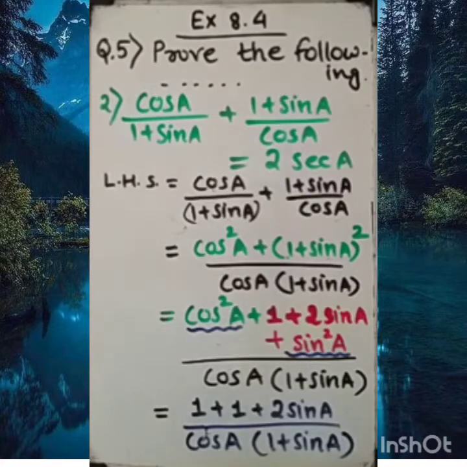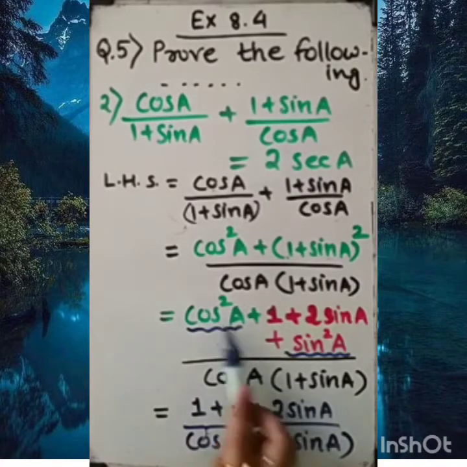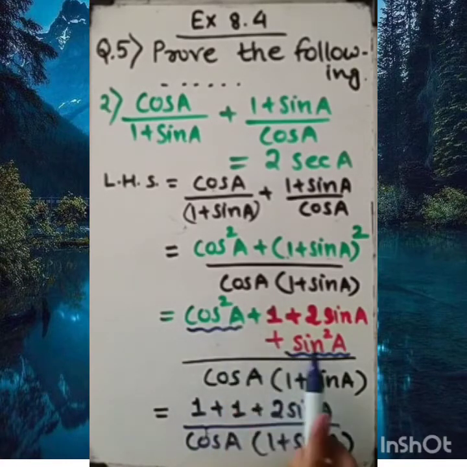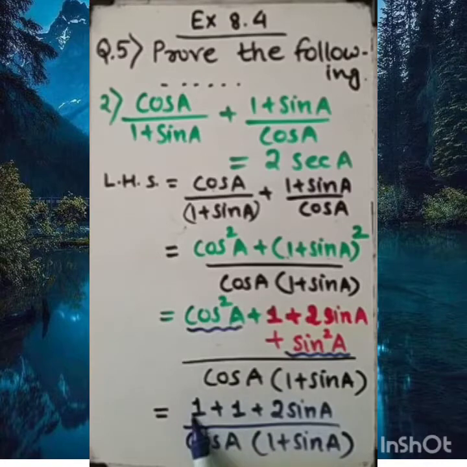Got it? Here what we have done: I applied the first identity for these two terms and combined them, and the result is 1. The result of this is 1, and 1 is already here, and 2 sin A is already here, and this denominator stays as it is. Now you know very well 1 plus 1 is 2. So in our next step, 2 plus 2 sin A in the numerator. Let's see the further solution.